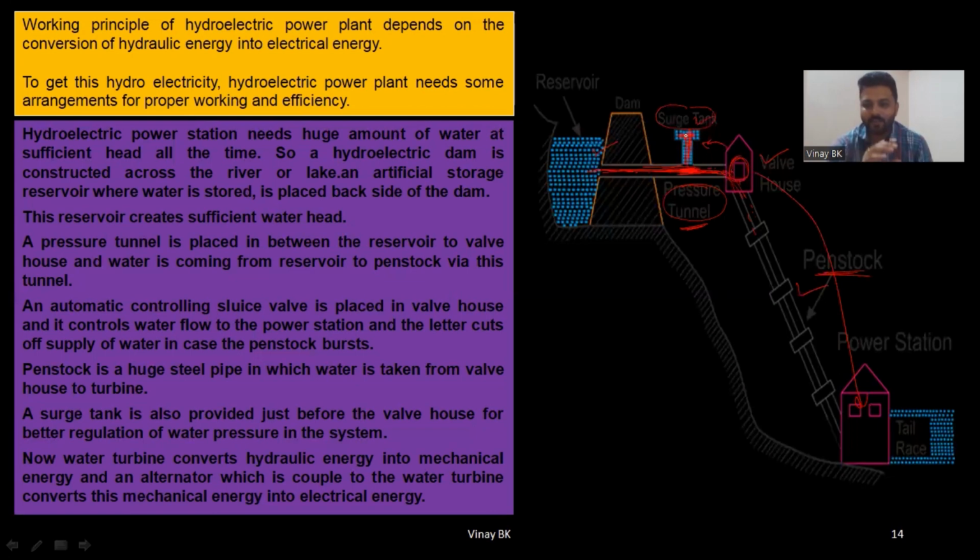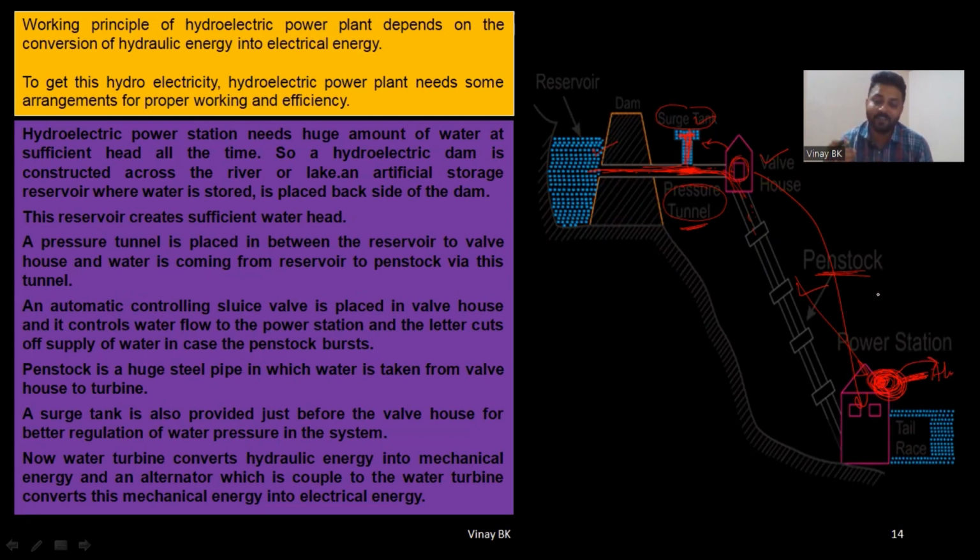So now, from the reservoir to the power station, the water will be flowing from the higher end to the lower end, high head to low head. Here you are placing one turbine, which converts this potential energy into mechanical energy, so the turbine starts to rotate. This turbine will be coupled to the alternator, which converts mechanical energy into electrical energy.